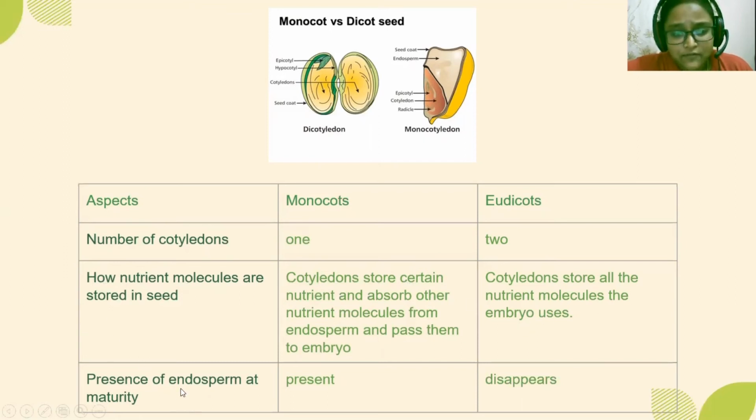As for the presence of endosperm at maturity, in monocots it is still present, while in eudicots it disappears because it is taken up by the two cotyledons.